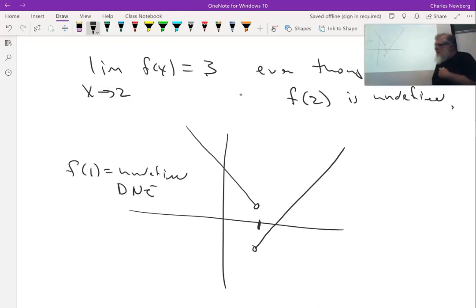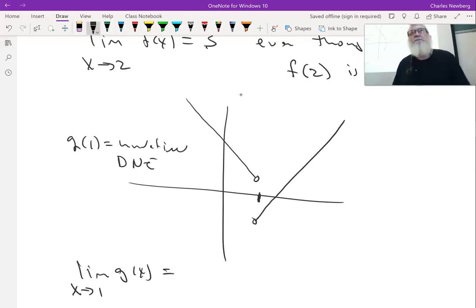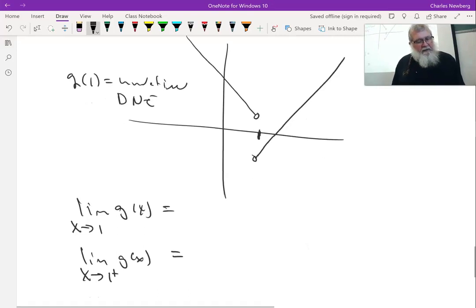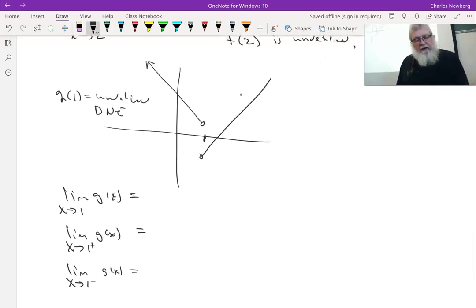Okay, so what would be our interesting question then? Our interesting question would be, what is the limit as x approaches 1 of g of x? And I called this function g. And then the second question would be, what is the limit of g of x as x approaches 1 from the positive side? And what is the limit as x approaches 1 from the negative side of g of x? So I want you to spend a few minutes and look at those yourself. I'm going to turn the graph on both sides just so it's a little easier to see.